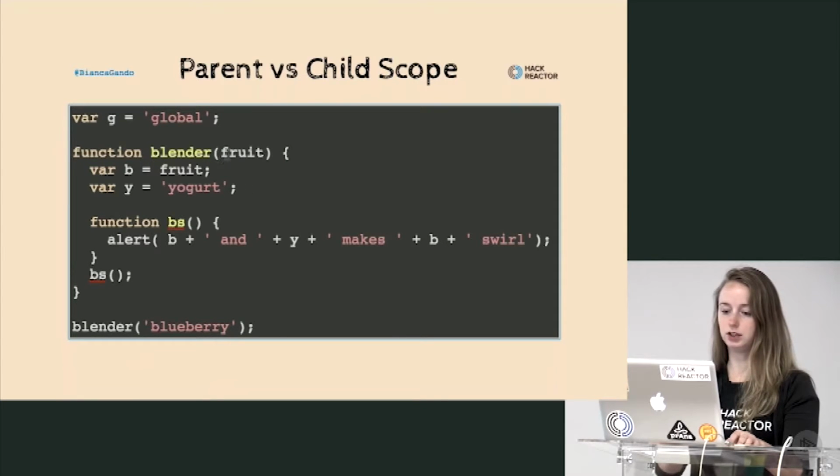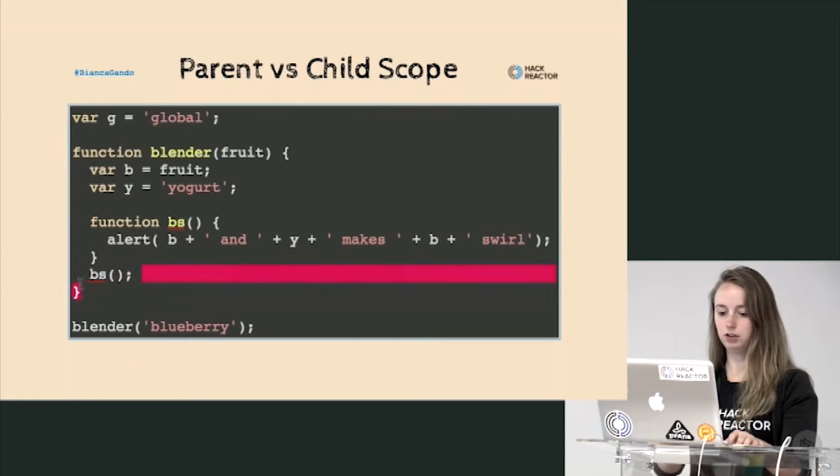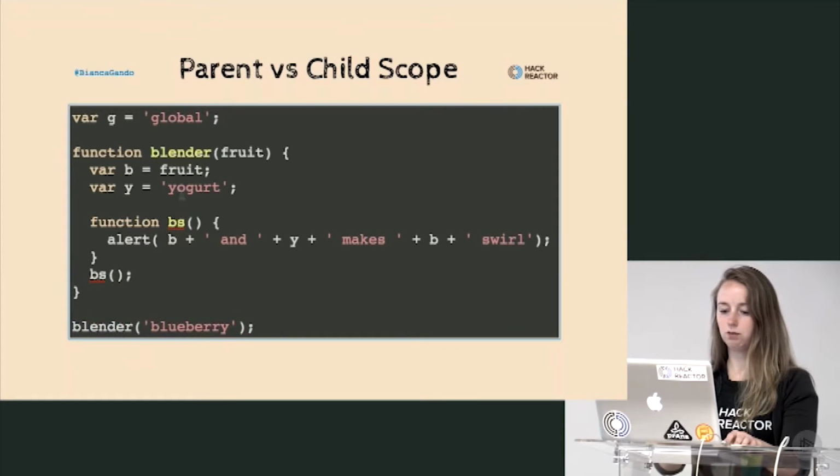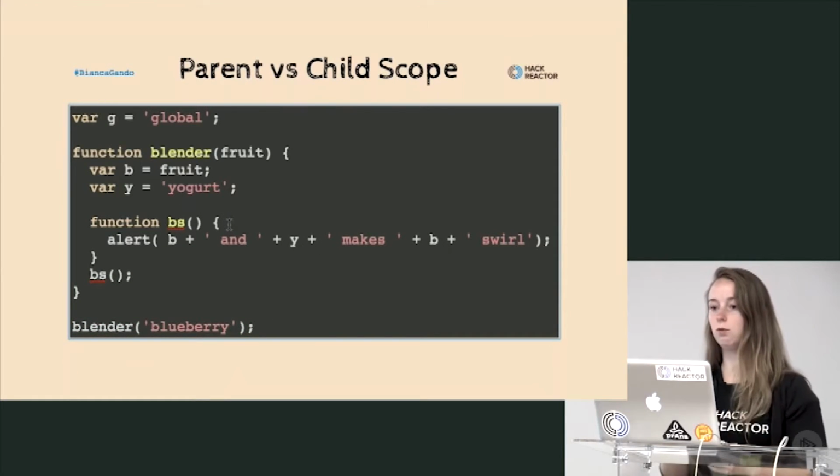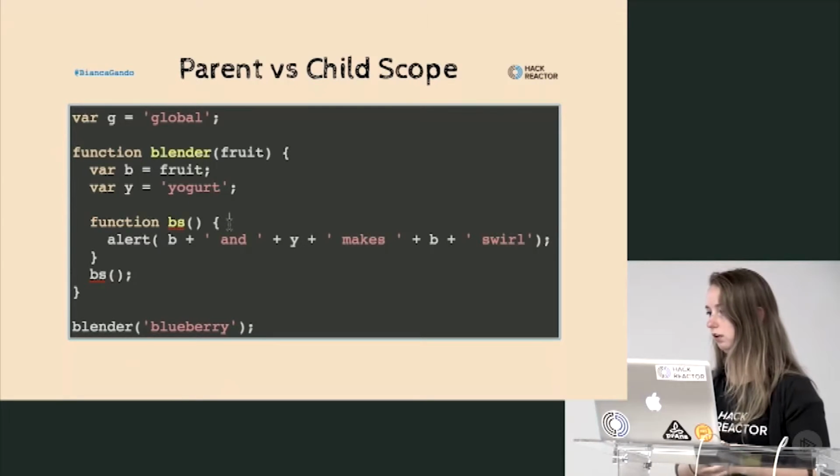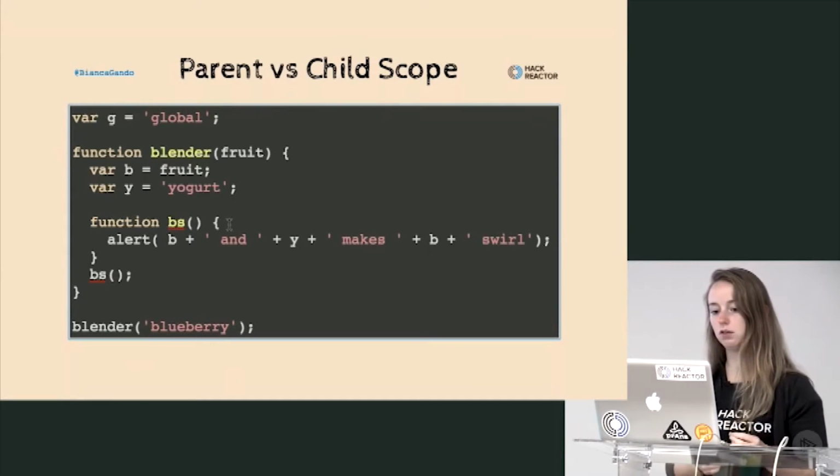So we have a blender function. It takes fruit, and it assigns that fruit to b. And then it blends a smoothie. bs means blend smoothie. And it's going to alert the fruit, whatever you pass into it, plus yogurt makes a fruit swirl. And then we call it here, and then we call it down here. And the question is, where can we access these variables in these nested scopes? So the parent has no access to the child scope.